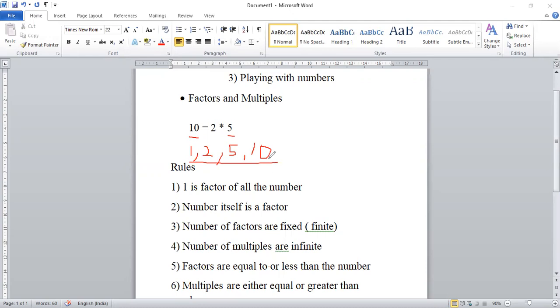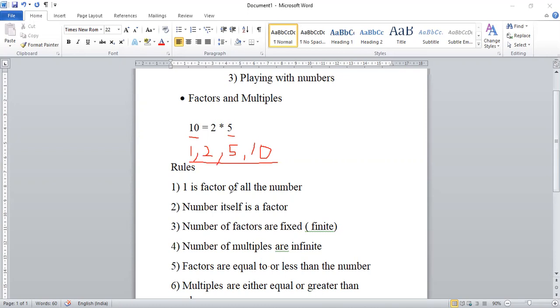Which number's factors are we writing? 10. So 10 is there, so it is equal to the number. But the numbers before it are less than the number. Yes, 5 is less than 10, 2 is less than 10, 1 is less than 10. So factors are equal to or less than the number. It is not greater than the number. The last factor is the number itself, not more than that.